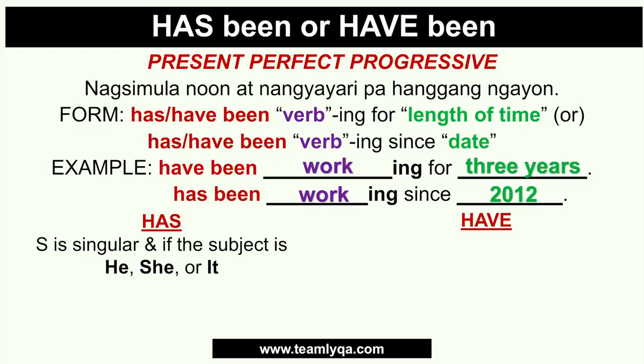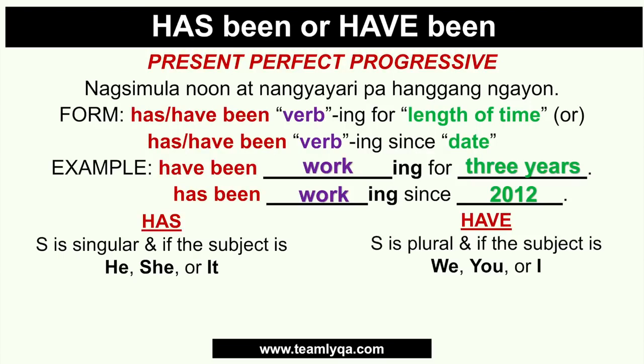Kapag ang subject ay singular, ibig sabihin isa lang siya, and again, you can refer to my video on subject-verb agreement for this, no? Has kasi, di ba, obviously, may S din siya. Kasi kapag S, singular, may S din yung iyong pinaka-verb. Okay? So, S pag singular, and if the subject is he, she, or it. Okay, yung he, she, or it, these are pronouns na singular ang take niya. So, yari, he has been working for 3 years. She has been working for 3 years. She has been working since 2012. Okay? So, sa sentence na ito, yun ang gagamitin mo.